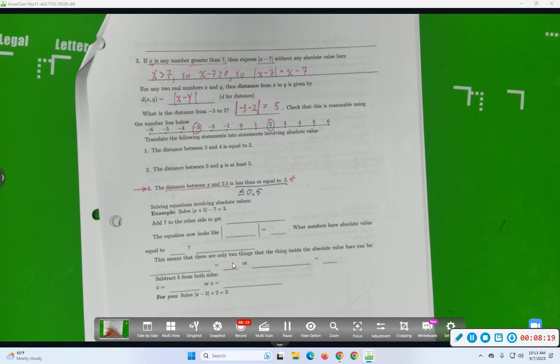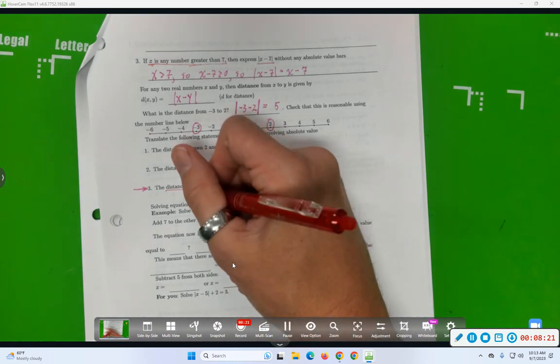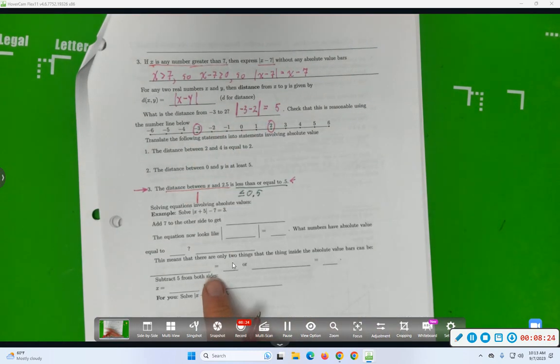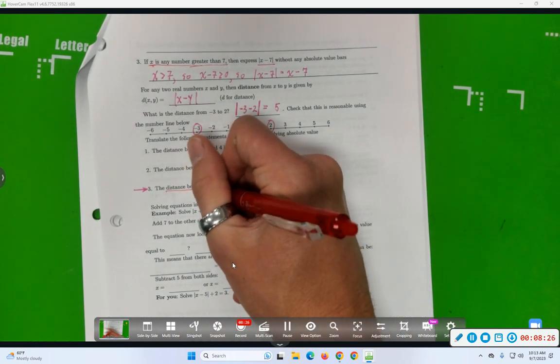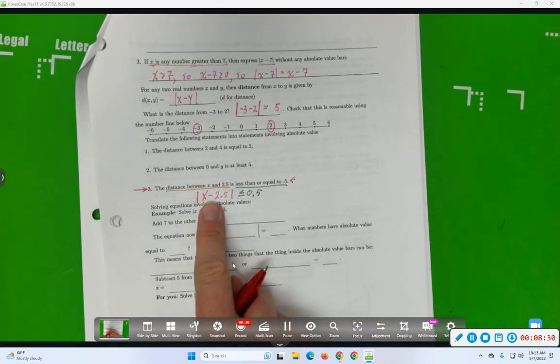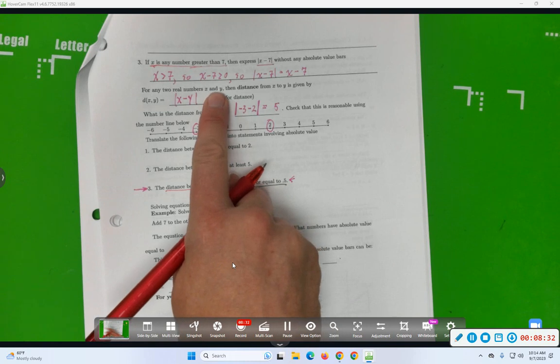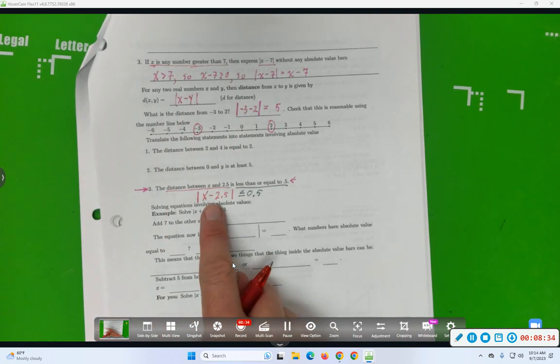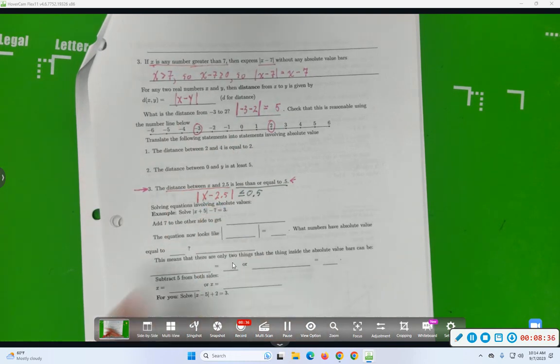Yeah. If you see some string of words that has something that you have a mathematical definition of, use that mathematical definition. The distance between x and 2.5, well, the distance between any two numbers is the absolute value of the difference. Take the difference, throw the absolute value around them. That is less than or equal to 0.5. Nice.